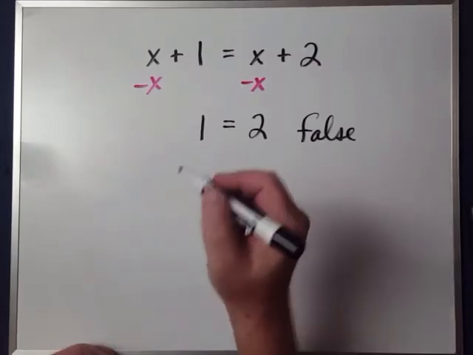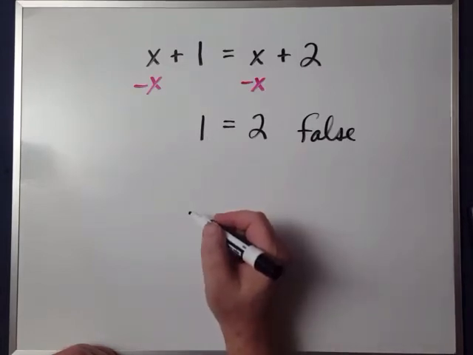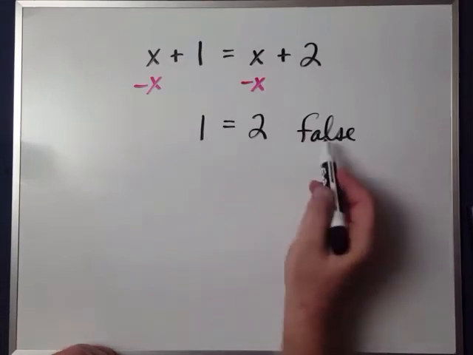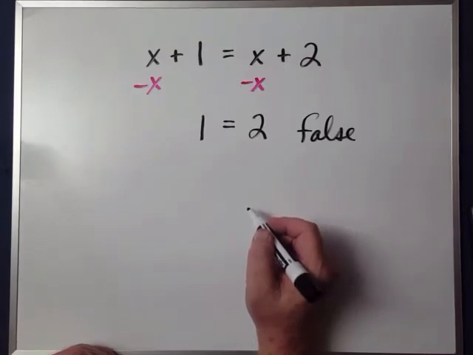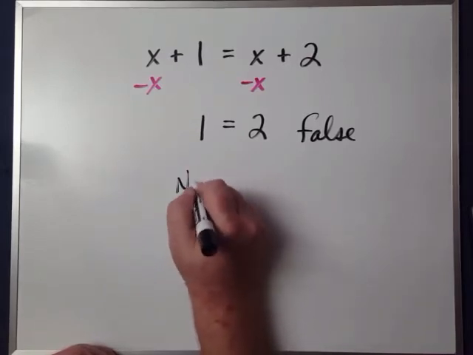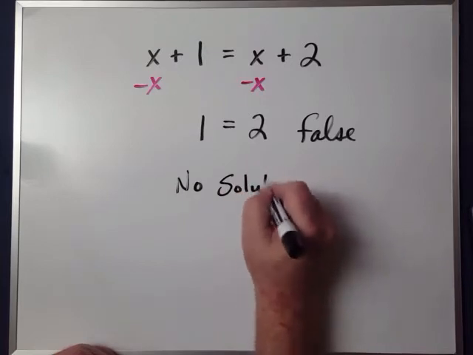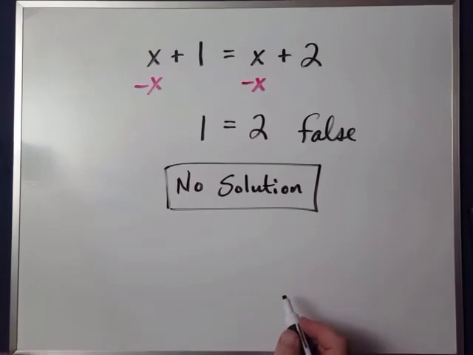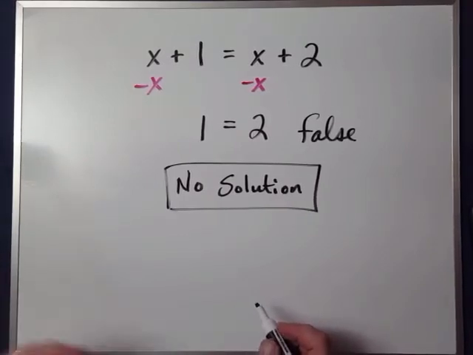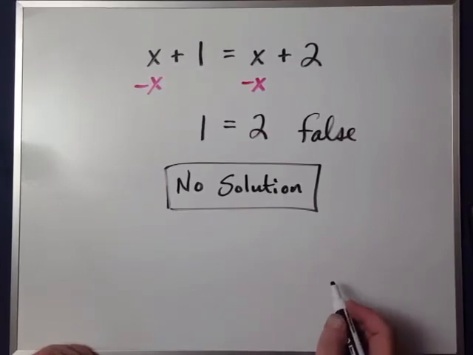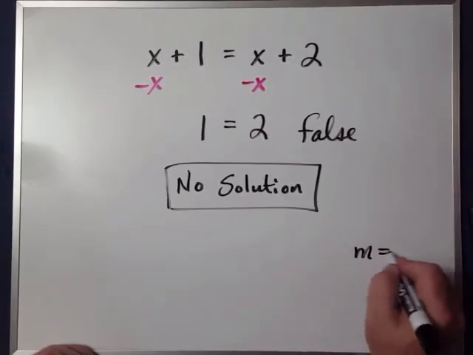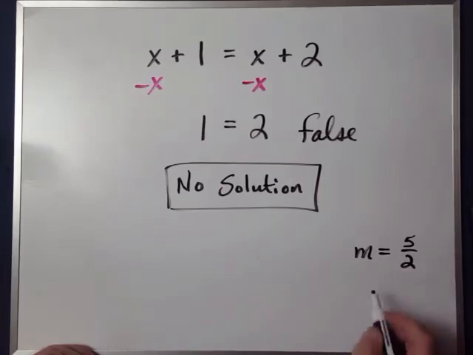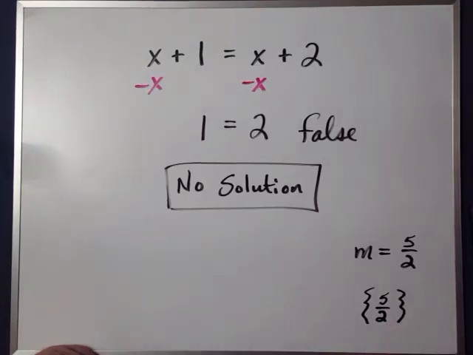A solution is a value I can plug in that makes the original statement true. We've just discovered, algebraically, there is no such number. And so this equation has no solution. Now, when you look this up in the back, remember, she talks in terms of solution sets. In other words, a moment ago, when we had our m equals 5 halves, she would have written the solution set, the set containing 5 halves.